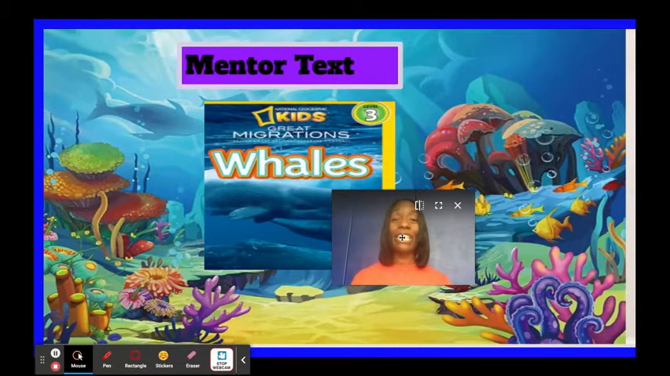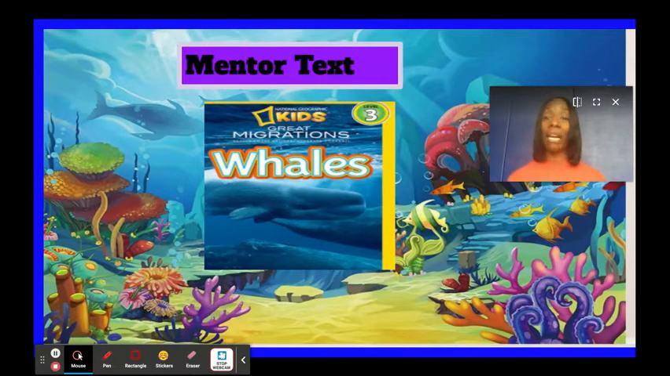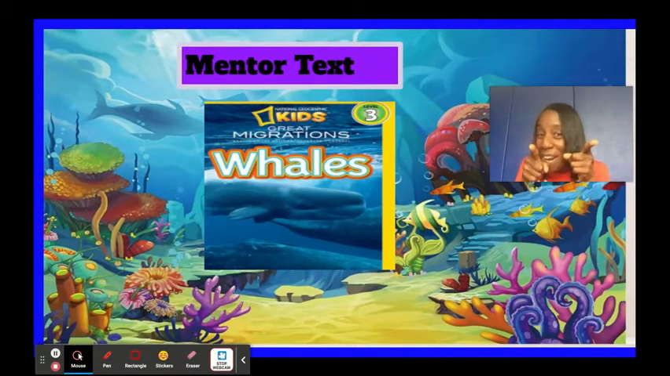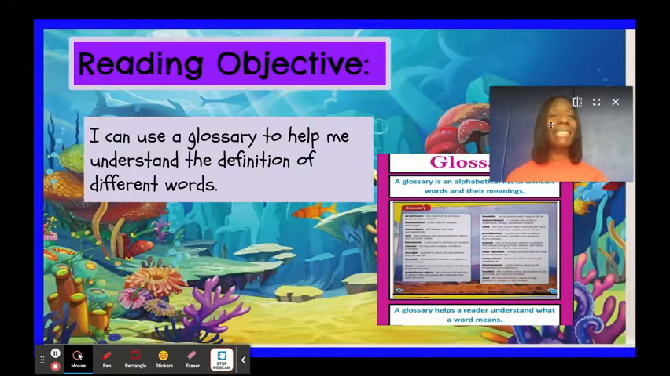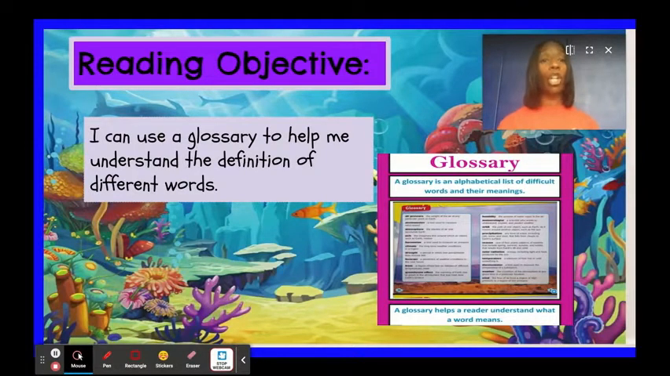Scholars, we are still using our mentor text, Whales. If you remember, yesterday we learned about using a map and a map key to help us have a better visual of what the author is trying to say. Today, scholars, we're going to learn more about using a glossary. Now, we've talked about this, but we're going to go a little bit more in depth, okay?